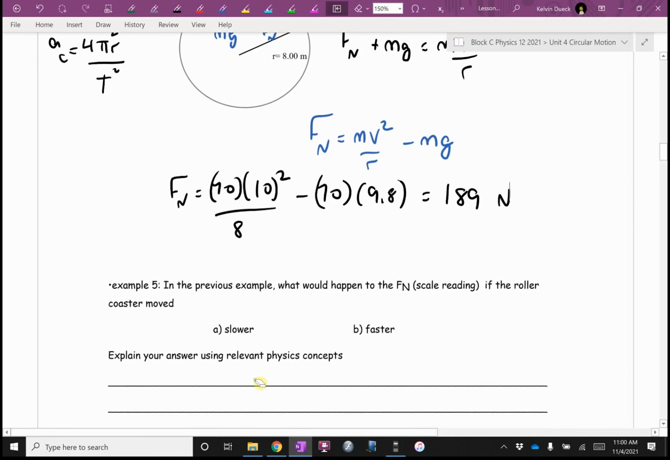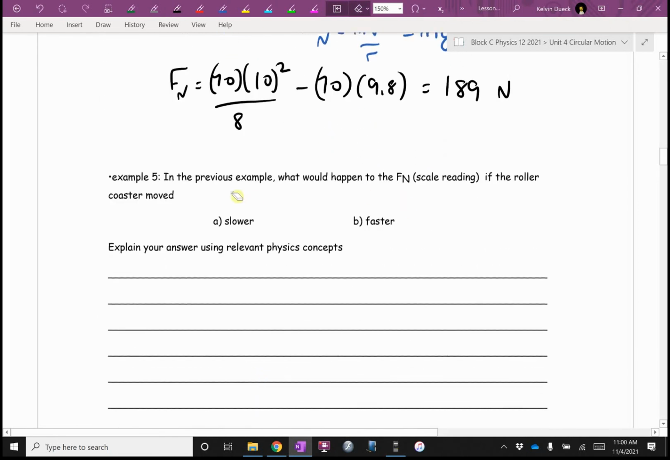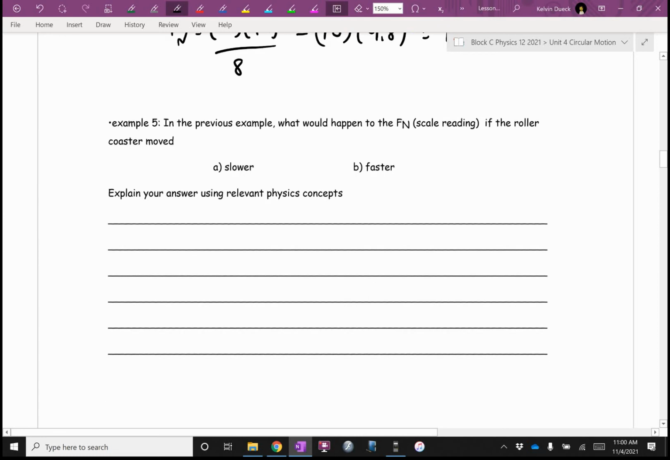What would happen in the previous example to the normal force if the roller coaster moved slower or if the roller coaster moved faster? You know what? Let's do that. We'll answer both. We'll do slower on the left.